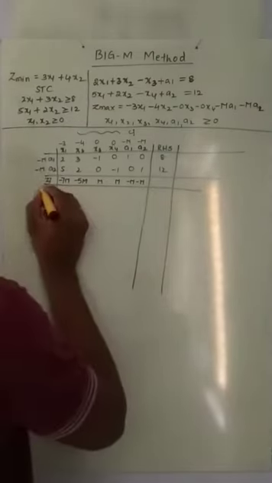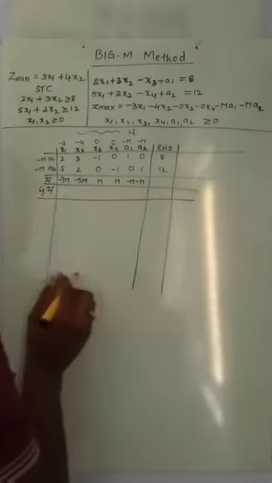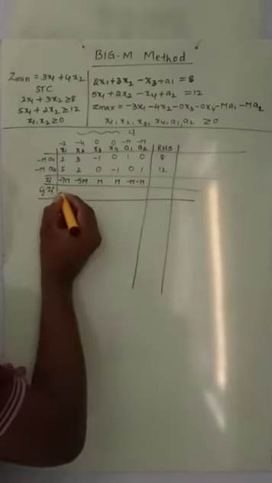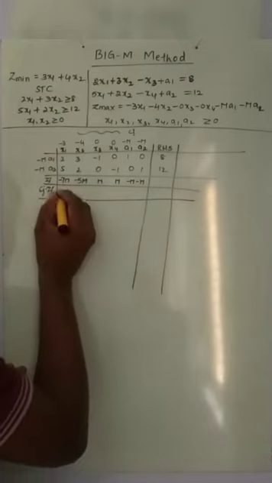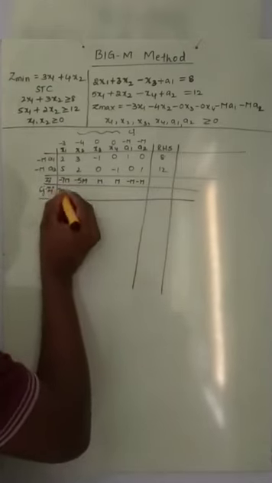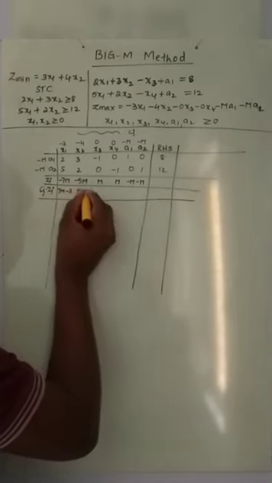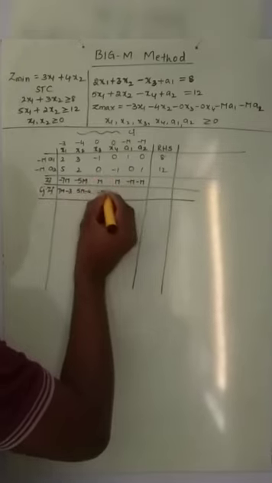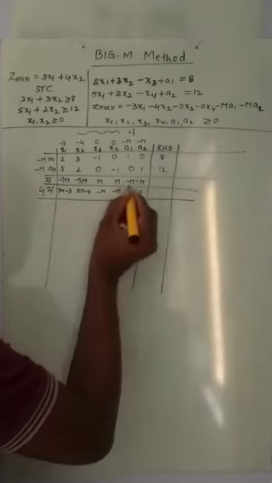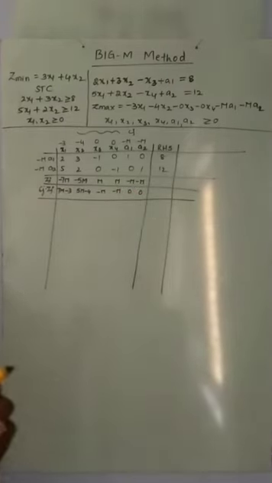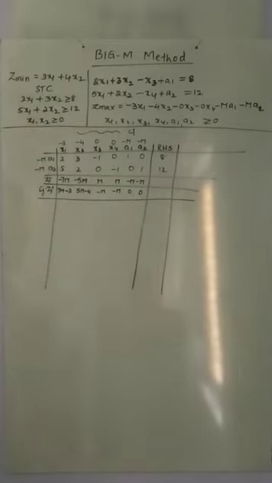Okay, so now after finding the Zj, you have to find out the Cj minus Zj. The Cj minus Zj values become minus 3 minus of minus 7m. This becomes 7m minus 3, 5m minus 4, minus m, minus m, minus m plus m. This becomes 0. Okay, you see here we have the basic variables a1 and a2. In Cj minus Zj the values are 0, 0.